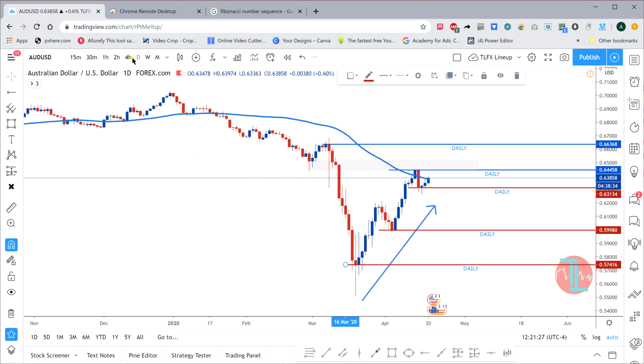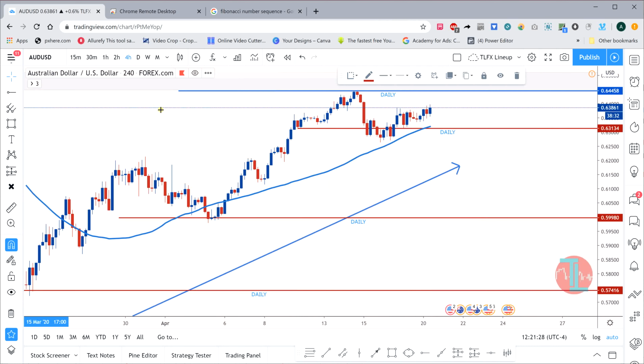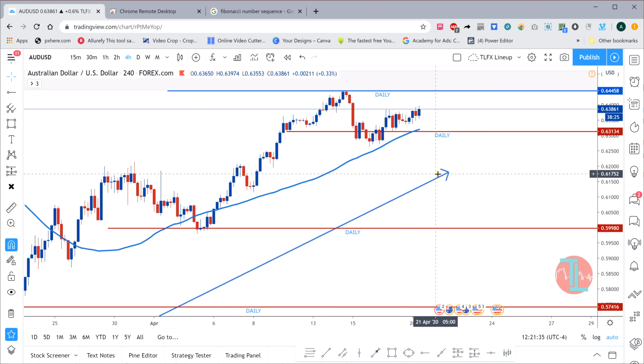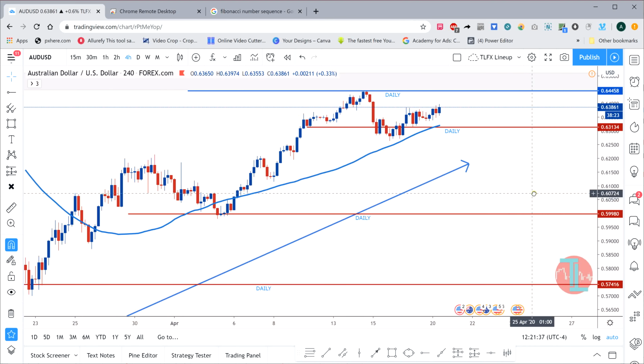So we go down to a smaller time frame. Let's go down to the 4 hour. So we take a look at the 4 hour. We can see here, look at what we have, right? Not bad, not bad, not bad, not bad.